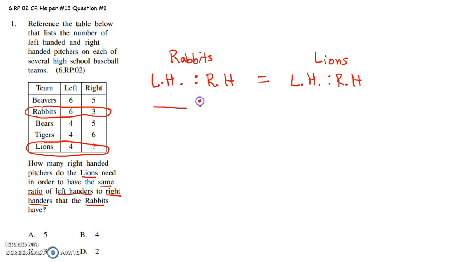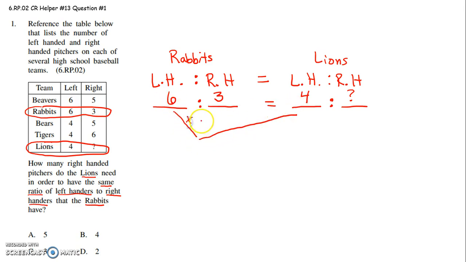So let's look at left-handed to right-handed for the Rabbits. So they have 6 left-handers and they have 3 right-handers for pitchers. And on the Lions, we want an equal ratio. What do we know about the Lions? We know how many lefties they have. They have 4 left-handed pitchers. We don't know how many right-handed pitchers there are. So I look here and I say, oh gosh, I've got to find a connection between 6 to 4.